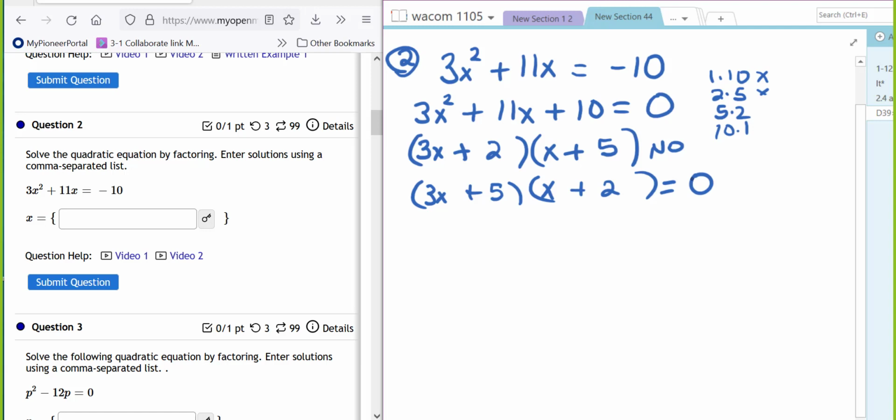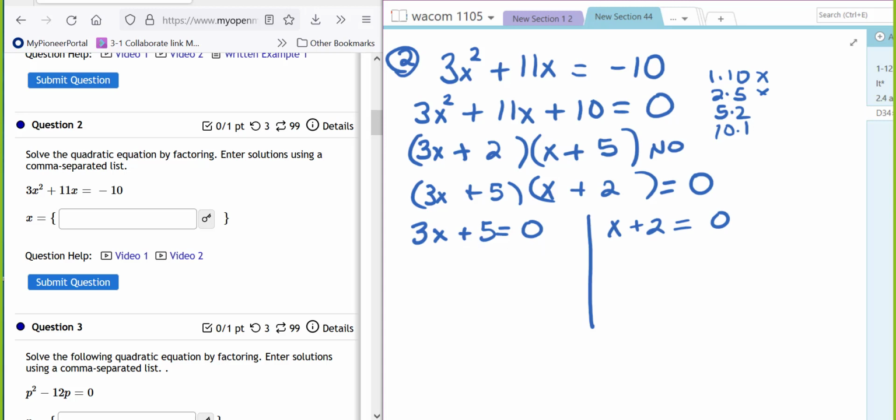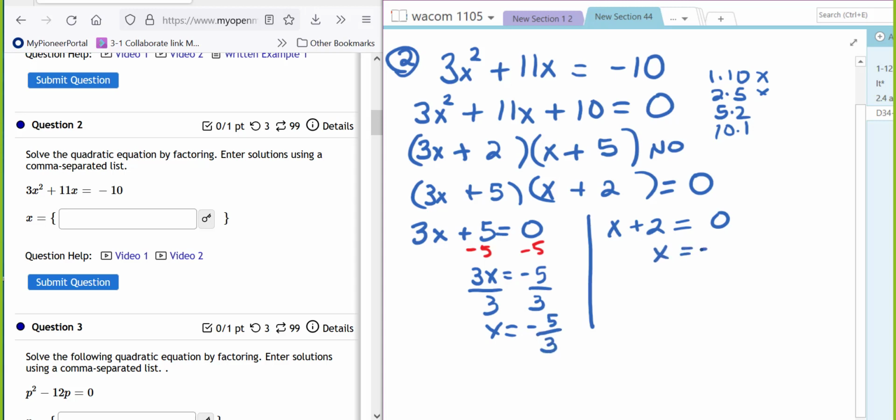Right, so this is also the zero product law. Set each one equal to 0 and solve. So our first one here, we have to subtract 5 and then divide by 3. So a 2-step. And then you'll divide by 3. So we get a fraction. This one, just subtract your 2, so we get x equals -2.